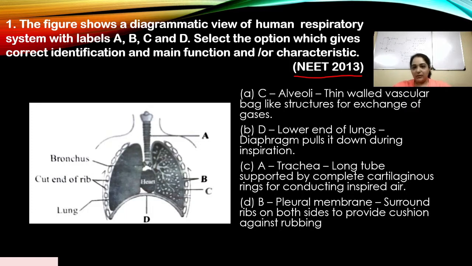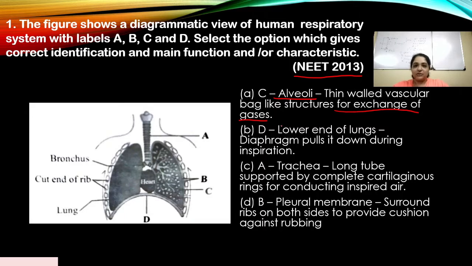The first option is A, C, alveoli. As per the diagram we can see that C points to the alveoli in the lungs, and it is thin walled vascular bag like structures for exchange of gases. Which is correct. The identification and the description are correct. But we'll look at the other options also.